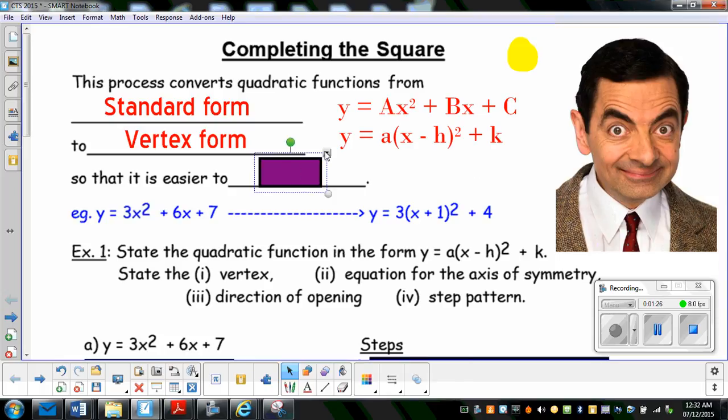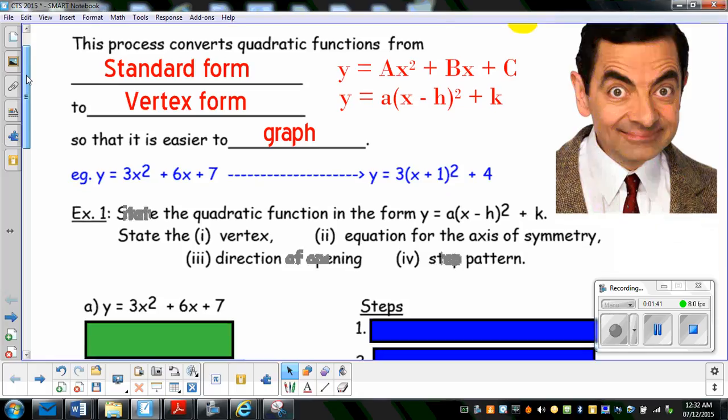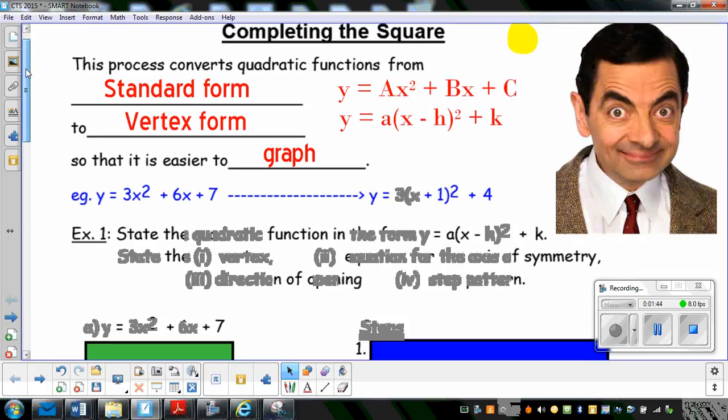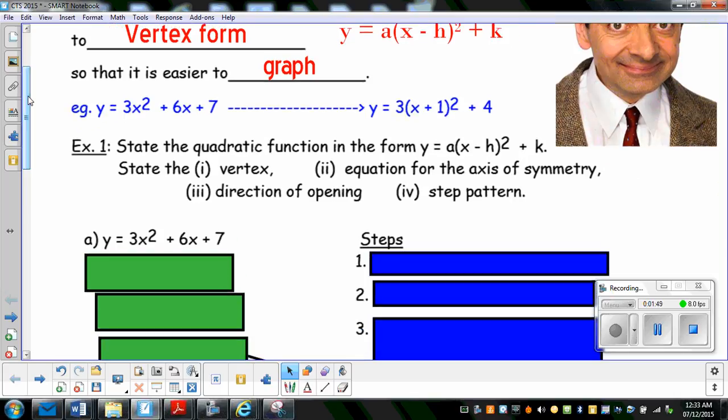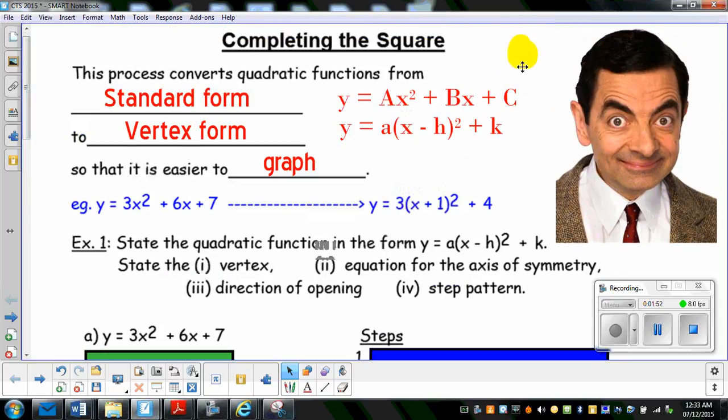The main reason we want to change it from standard form to vertex form is because it's much easier to graph, and we've seen that because we've been working just in vertex form recently, and we've figured out that it's pretty easy to graph when it's in vertex form. We're going to go through some examples so you see how the steps work for completing the square. Here's an example of an equation in standard form, and this is what it looks like when it's changed into vertex form.